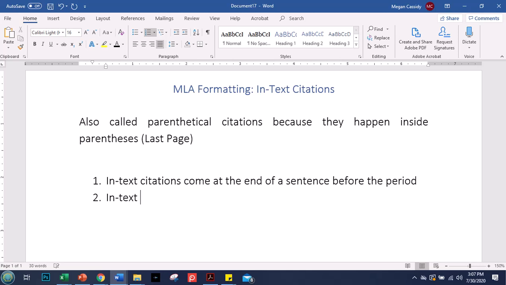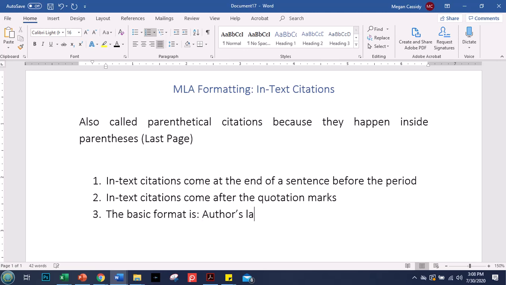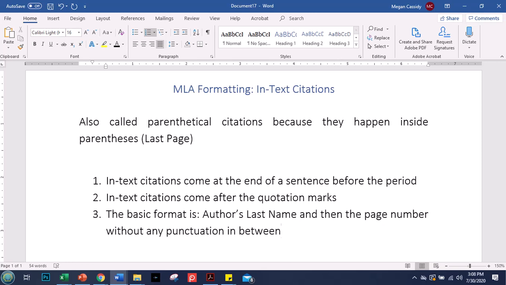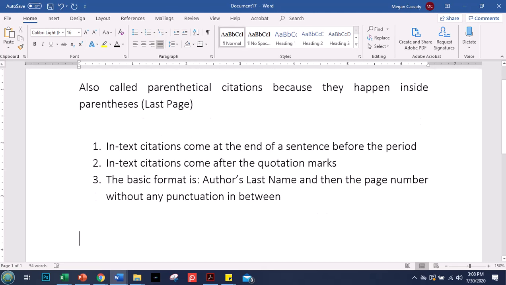Two, in-text citations. If you are doing a direct quotation, if you have quotes, they come after the quotation marks. Three, the basic format is this: the author's last name and then the page number without any punctuation in between.